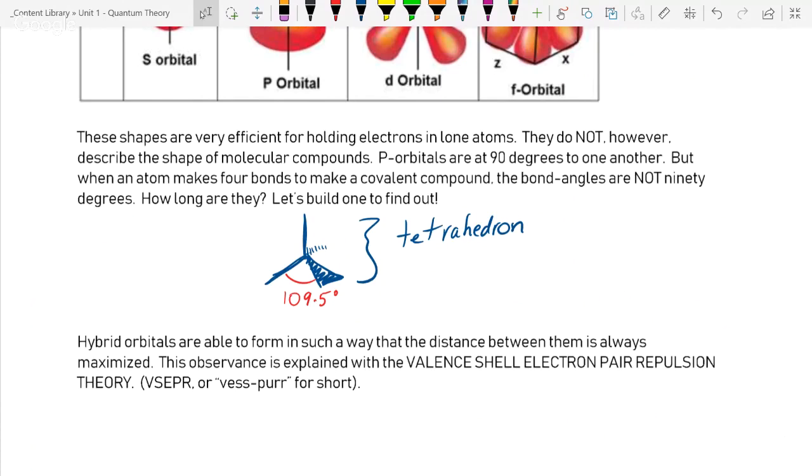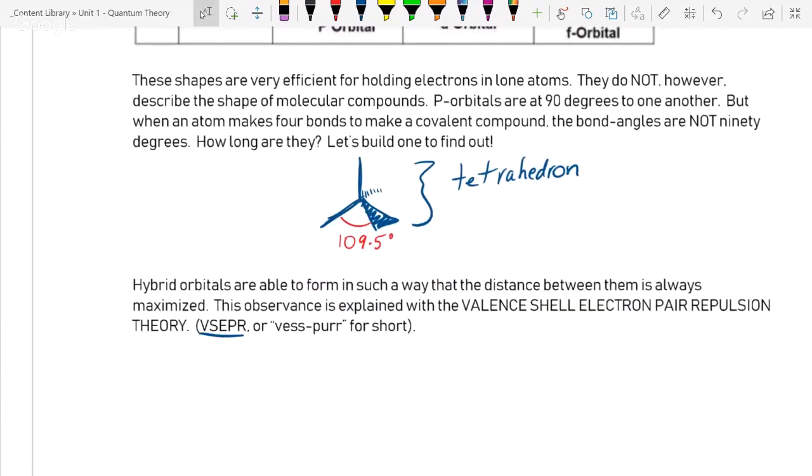Makes sense, right? The electrons in the valence shell repel one another. It's the valence shell electron pair repulsion theory. That's VSEPR. And so, of course, we pronounce that "Vesper," which you will note is not the way those letters are arranged.